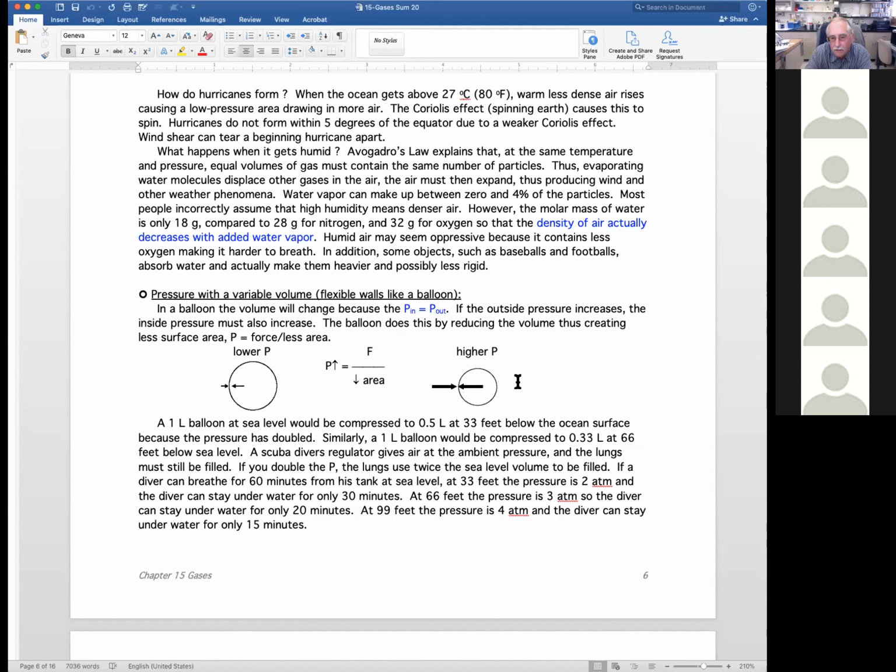So if I took a 1 liter balloon at sea level and I took it down to 33 feet in the ocean, that represents another atmosphere of pressure. 1 atmosphere is equivalent to 33 feet of seawater. So if it's 1 liter at 1 atmosphere, at 2 atmospheres the volume's only half. Make sense?